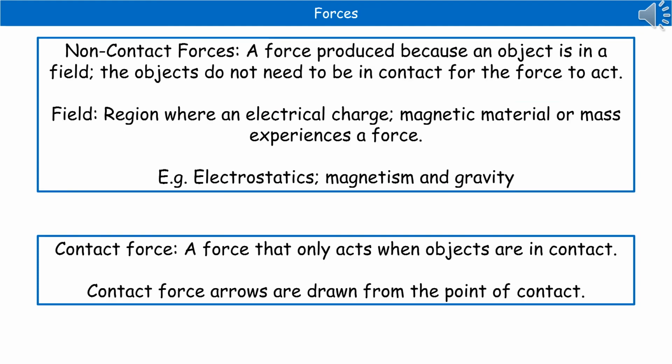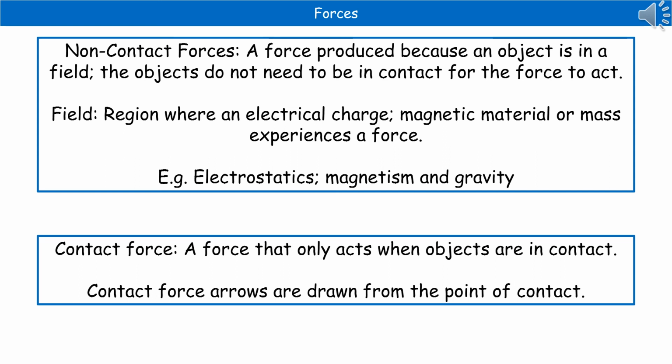When we're talking about forces, we need to remember there are two key types. Non-contact forces are forces produced because an object is in a field, so they don't need to be in contact for the force to act. A field is a region where an electric charge, a magnetic material or a mass experiences a force, and there are three examples of the non-contact forces: electrostatics, magnetism and gravity.